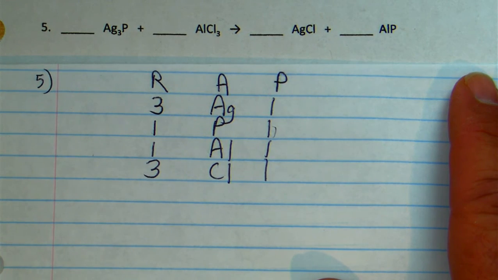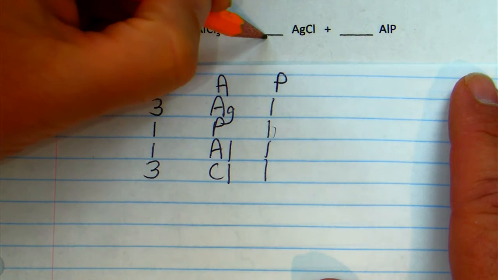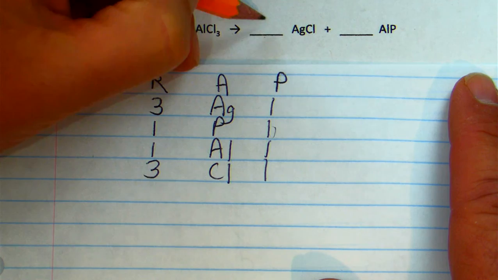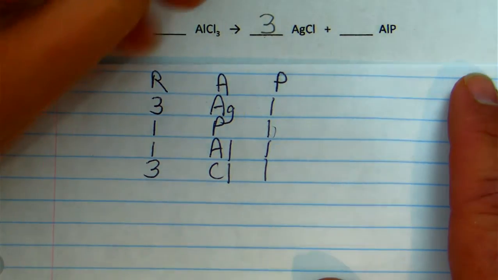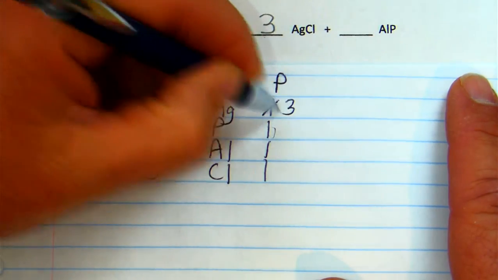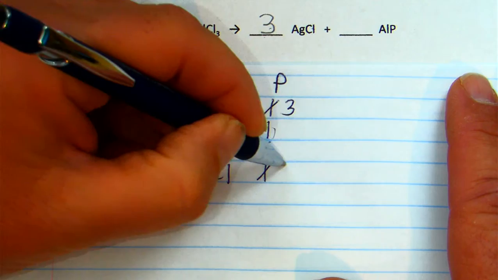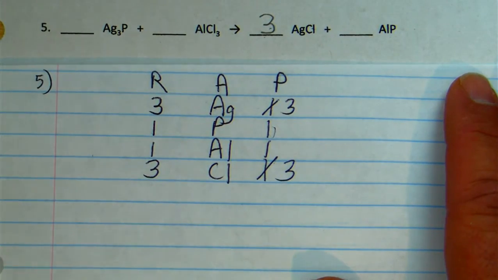I will guess tripling the silvers on the right. So I'm going to up the coefficient from an implied 1 to a 3 and update my rap sheet in front of the silver. So now I have 3 silvers on the right. I have 3 chlorines on the right. Looking at my updated rap sheet, I'm done.